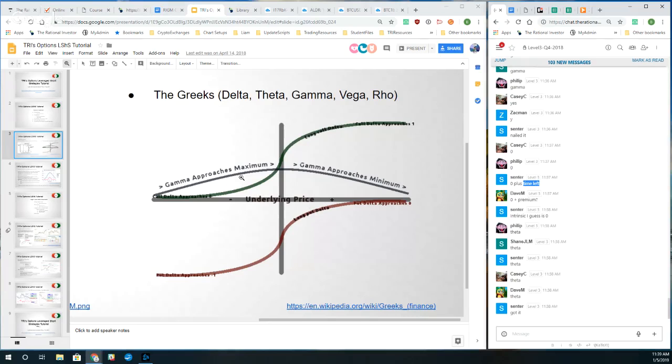There is one more Greek that we have left out. What is that? And everybody's feverishly looking through their notes. What the hell? Which is the one that he didn't talk about? All right, Vega. Very good.